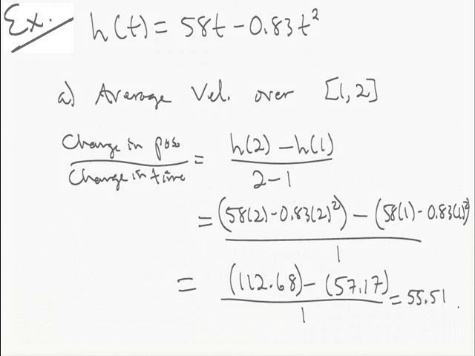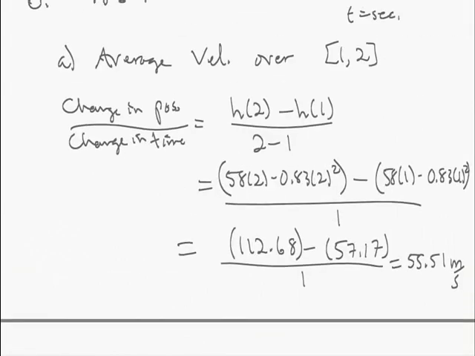Now, what's the unit on that? Well, let's see. We were given that the arrow had a velocity of meters per second initially. So the height is given in meters, and the time is given in seconds. So the unit on this is going to be meters per second. The average velocity of that arrow from time t equals 1 second after it's shot, to time t equals 2 seconds after it's shot, is 55.51 meters per second.